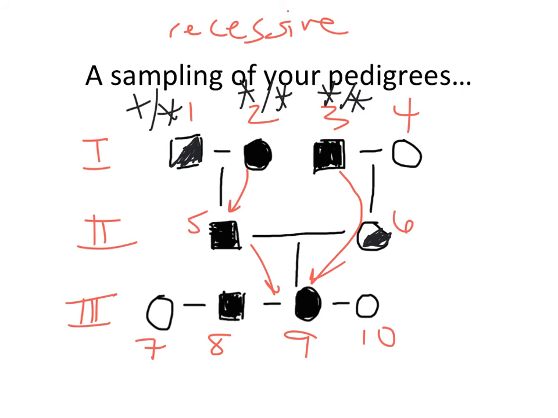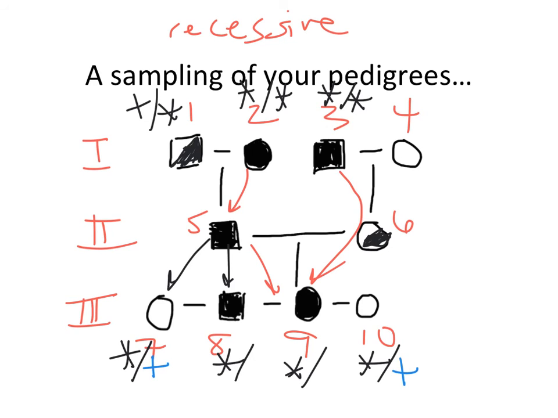Now it is, because everybody gets a copy of the mutation from individual 5, so everybody's got at least one asterisk. And then what's the chance of getting the mutation from individual 6? It's 50-50, right? Half of individual 6's alleles are wild type, half are mutant. So we could have some individuals that get the plus from mom, individual 6, and some that inherit her mutant chromosome.